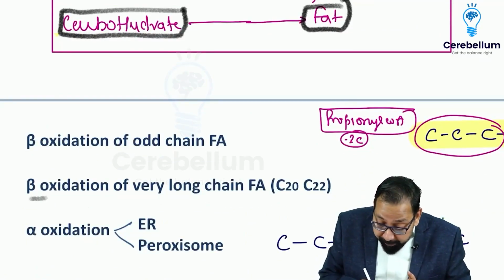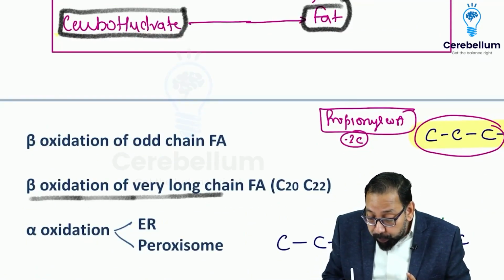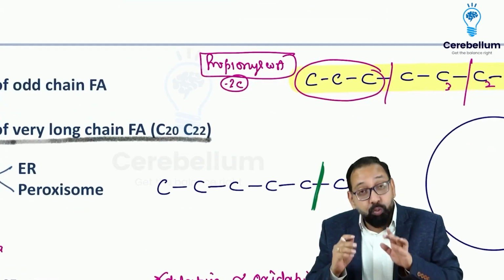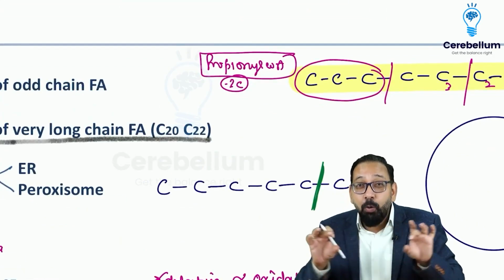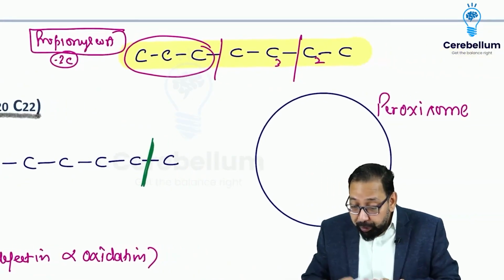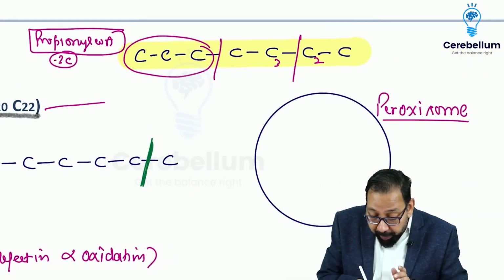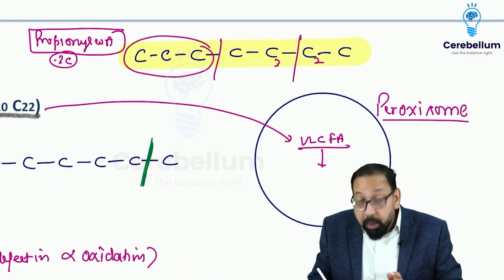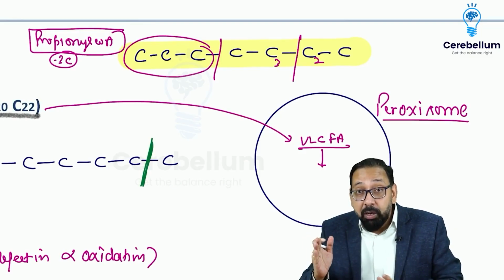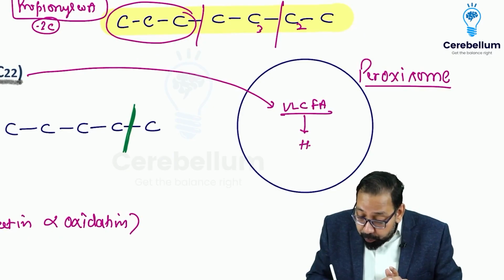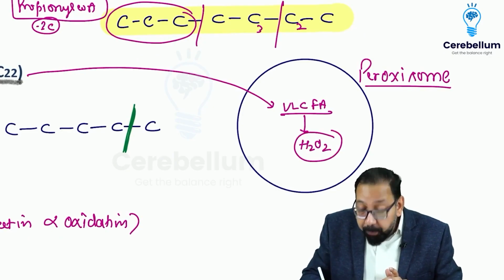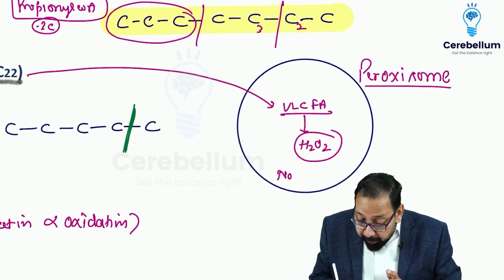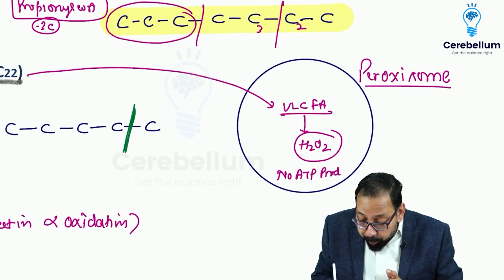Now we come to beta oxidation of very long chain fatty acids, having 22 or 20 carbons. Beta oxidation of these very long chain fatty acids occurs in the peroxisome. In this peroxisome, when beta oxidation occurs, there will be production of H2O2, hydrogen peroxide. No ATP is produced.